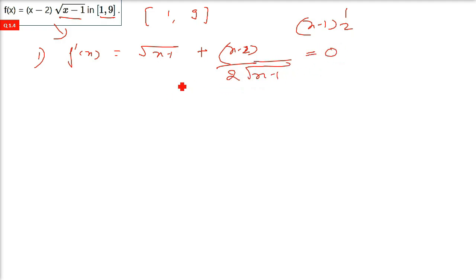In order to find out the local maxima and minima, we have to equate it to 0. So I'm doing it here only. I'm equating in between, and on the right hand side the negative sign will come. So this already 3 steps I have done in one step.